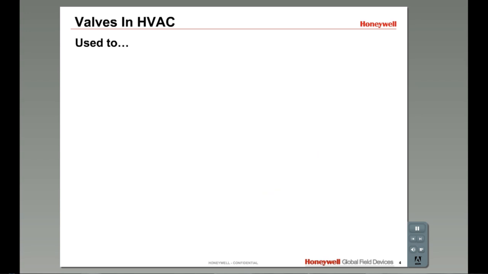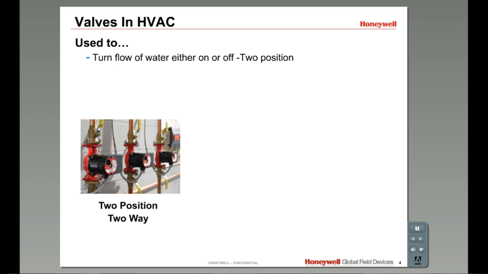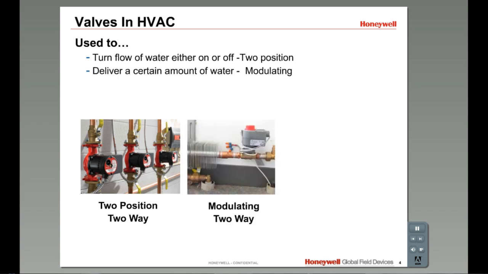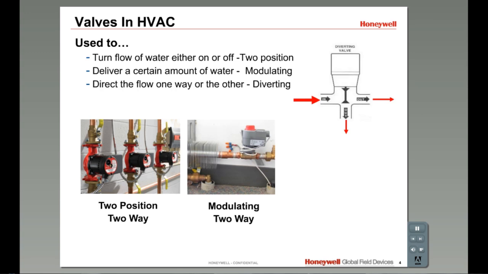Valves that simply turn flow of water on or off are called two-position valves. Modulating valves are used to deliver a certain amount of water to a heating or cooling system. Rather than simply turning the flow on or off, they can deliver partial flow to deliver just the right amount of heating or cooling. Diverting valves have one inlet and two outlets and direct the flow of water one way or the other. These may be used to send water or divert water around a device.